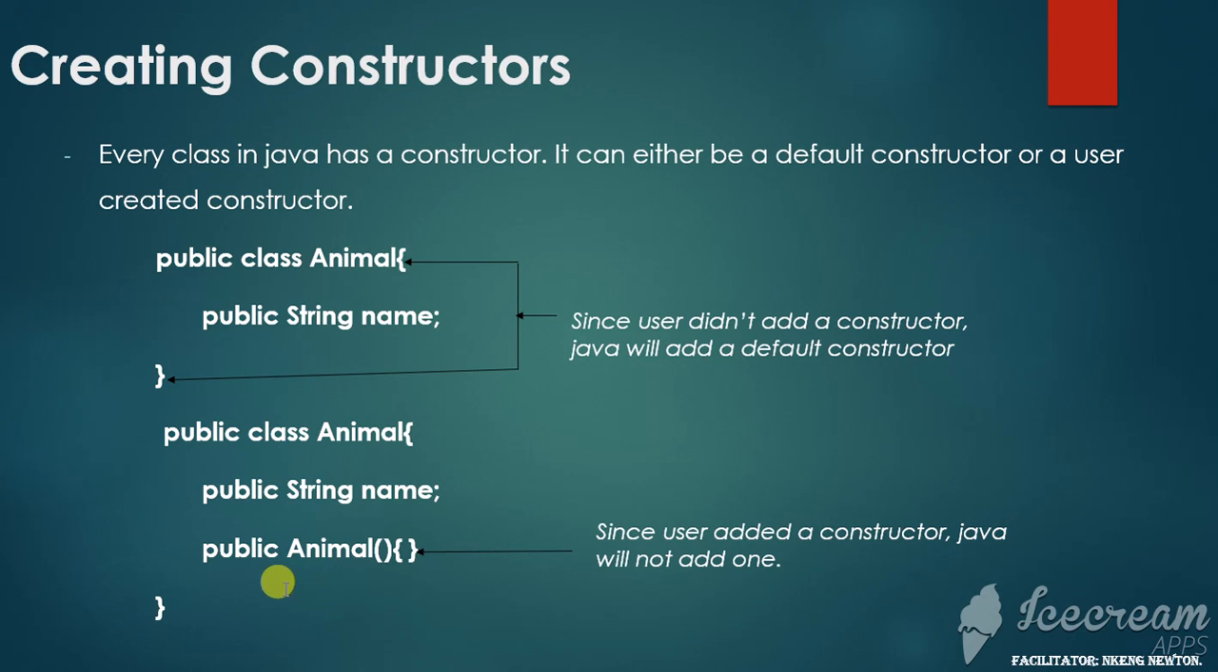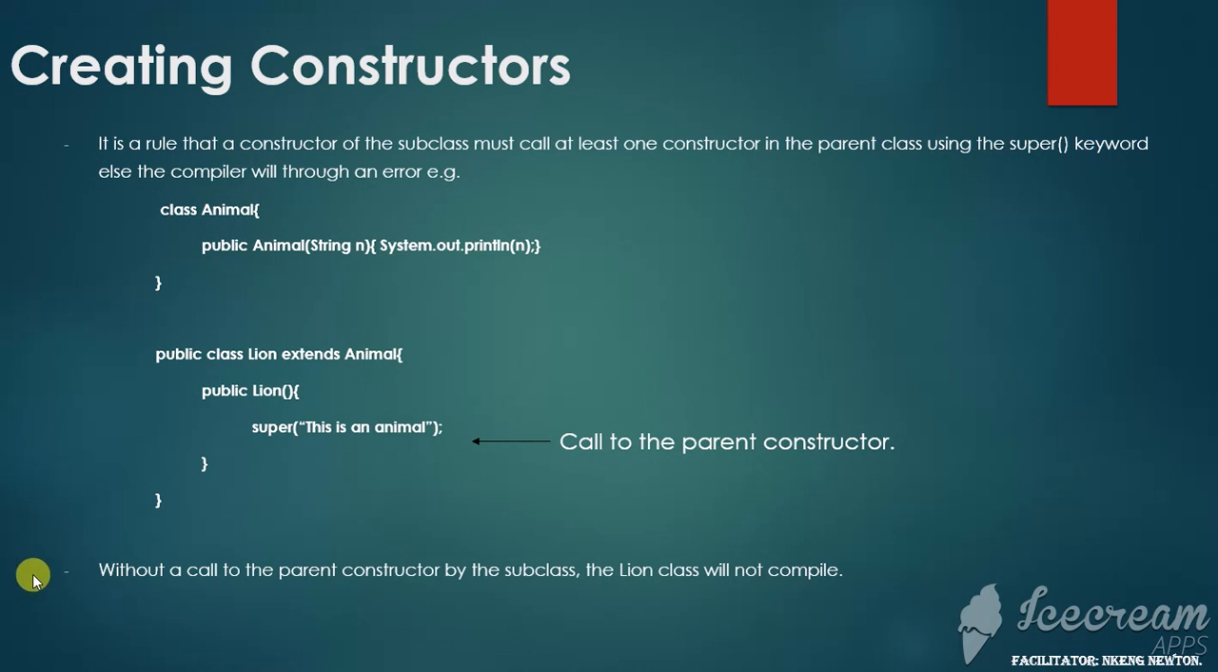Take note of that. Remember I just said that when you add a constructor in your code, Java no longer adds one. It means that once a constructor appears in your code, like this example where we have added a constructor called animal, this constructor exists, so Java is no longer going to add the default constructor. And the rule when dealing with inheritance says that if you have a subclass of another class, the constructor of that subclass must call at least one constructor in the parent class.